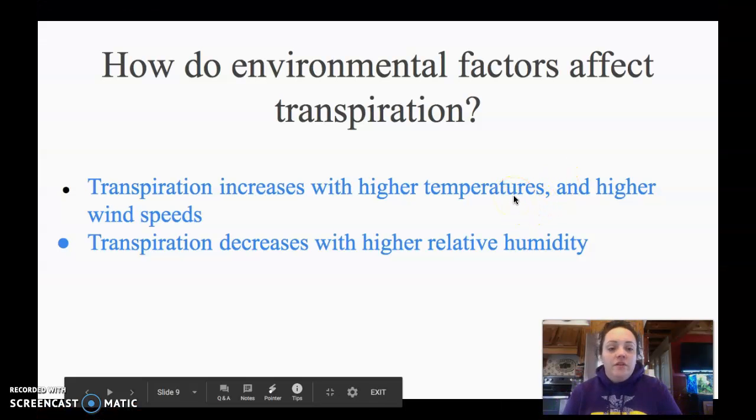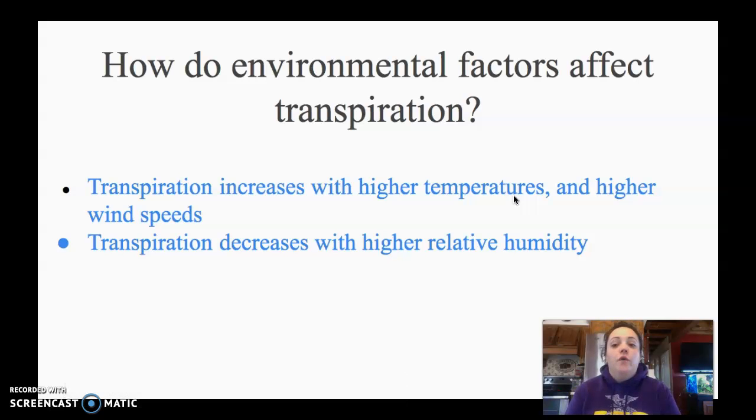So how do environmental factors affect transpiration? Because of that driving force, transpiration increases with higher temperatures and higher wind speeds. Windiness will pull more moisture out of the plant and cause more water to evaporate from the plant into the air. Higher temperatures are going to cause that plant to evaporate, but transpiration decreases with higher relative humidity.